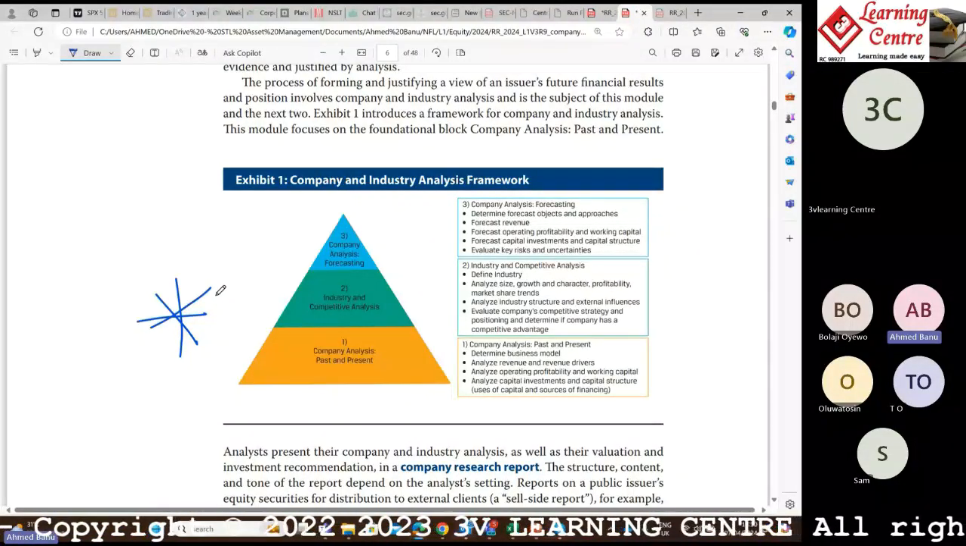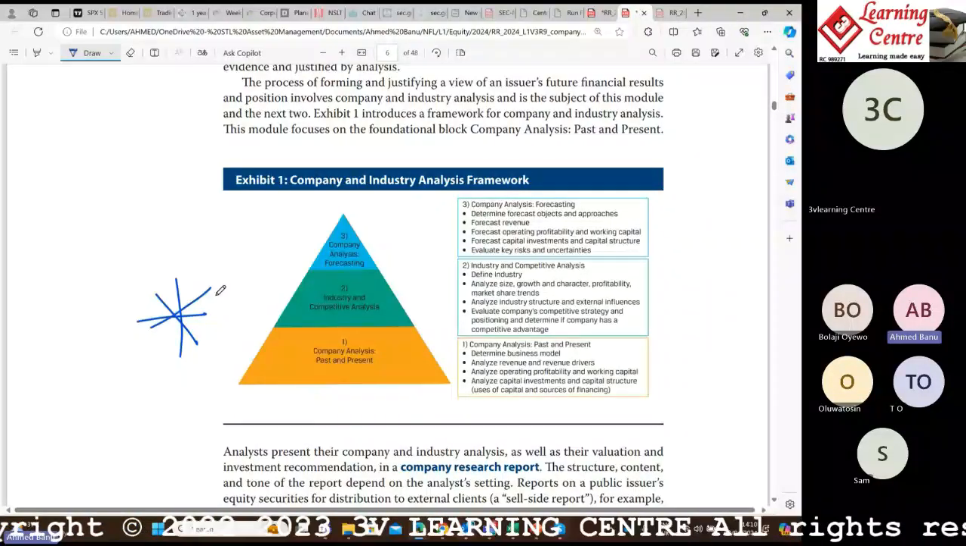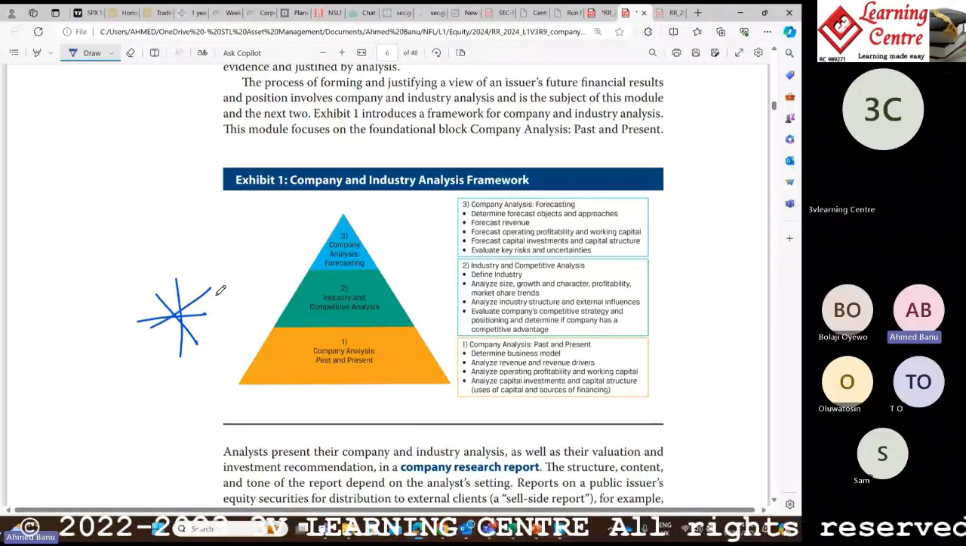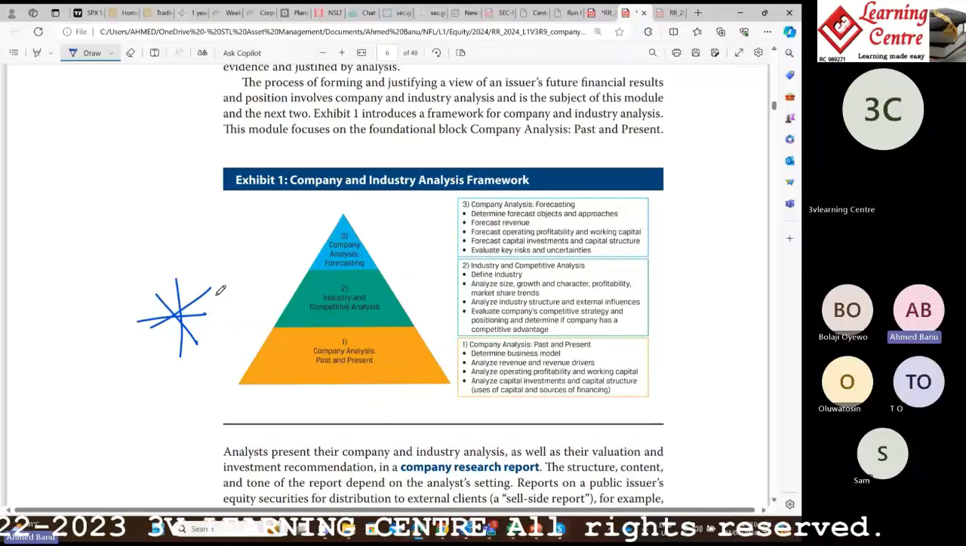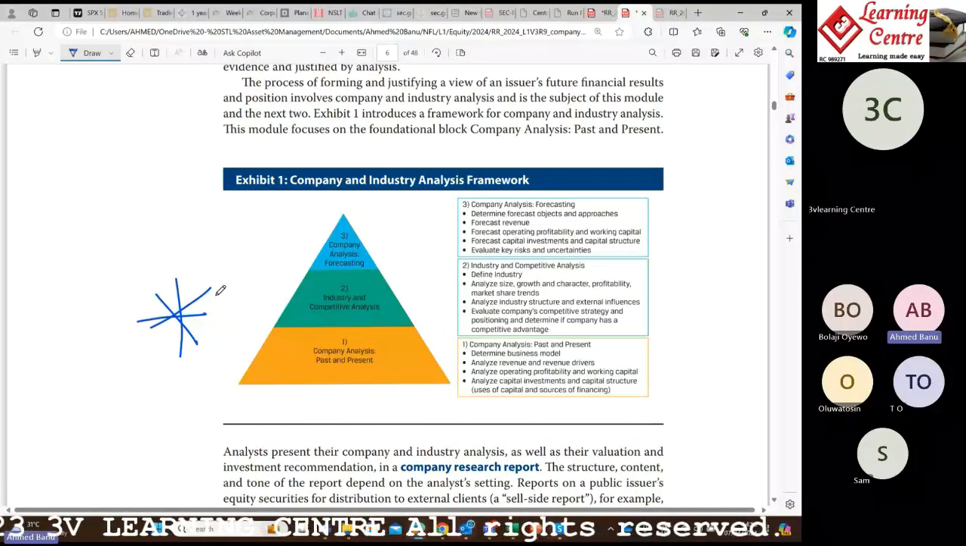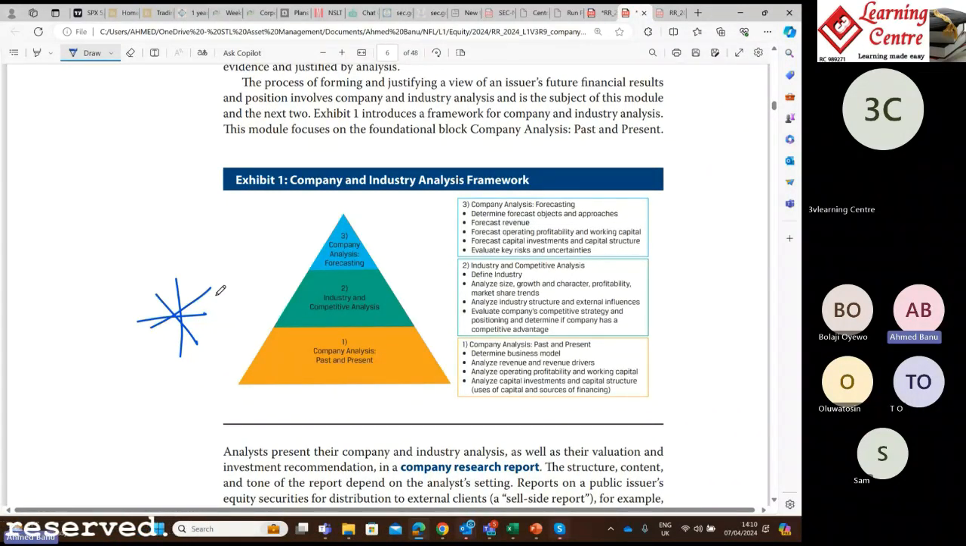That is number 2. Then number 3 is we're now going to forecast. Now that we have all this information, we want to forecast. So we have to determine the forecast objectives and approach. We have to look at forecast revenue. We have to forecast operating profitability and working capital. We have to forecast capital investment and capital structure. Then evaluate key risks and uncertainty.